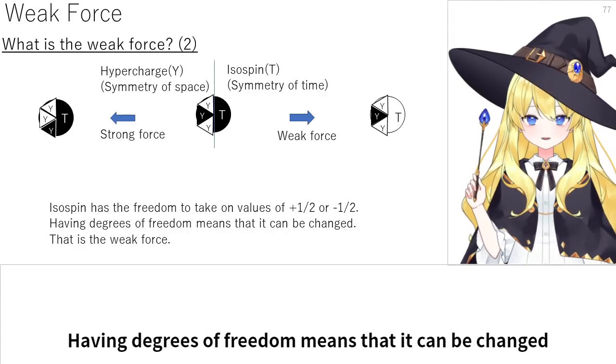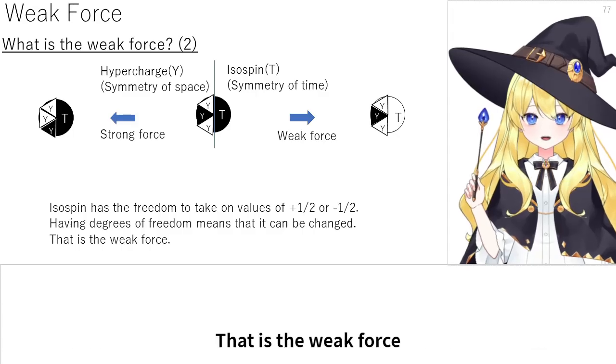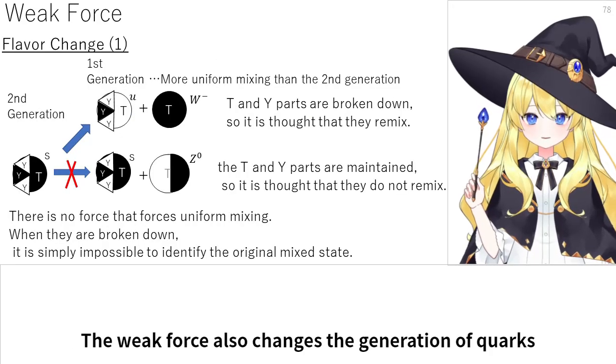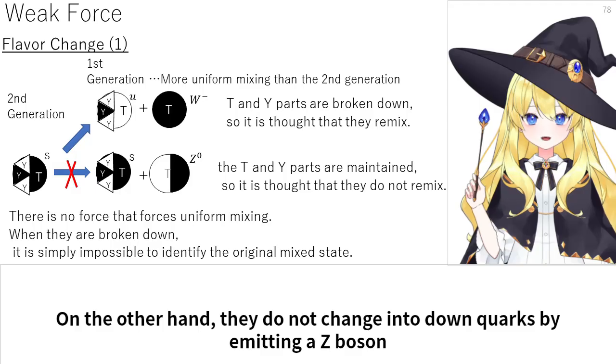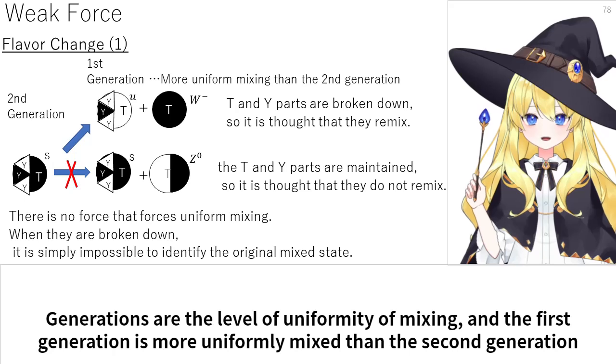Having degrees of freedom means that it can be changed. That is the weak force. The weak force also changes the generation of quarks. Second generation strange quarks emit a weak boson and change into first generation up quarks. On the other hand, they do not change into down quarks by emitting a Z boson. Generations are the level of uniformity of mixing, and the first generation is more uniformly mixed than the second generation.